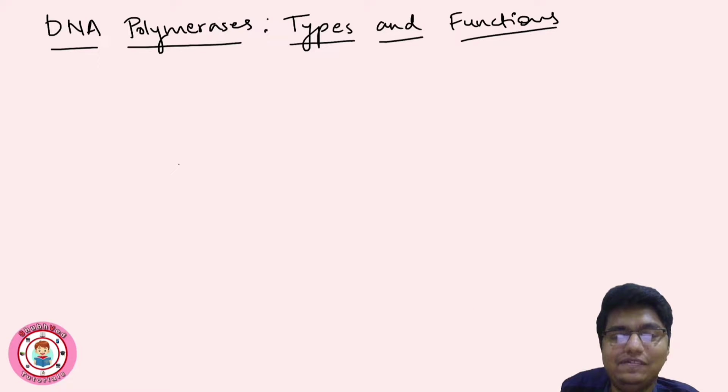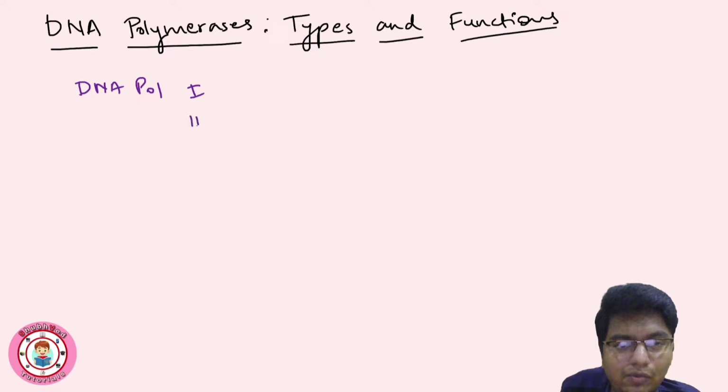As we discussed in the previous video, DNA replication occurs by the specific enzyme known as DNA polymerases. There are types of these polymerases. In prokaryotes there are different types, and in eukaryotes there are different types. In prokaryotes, the types are five: DNA polymerase 1, polymerase 2, polymerase 3, polymerase 4, and polymerase 5.